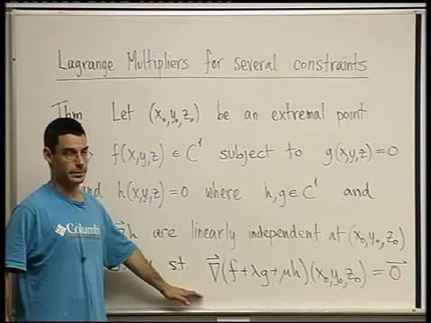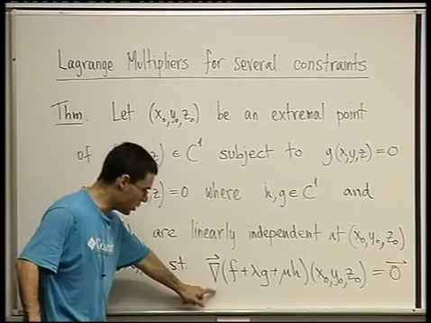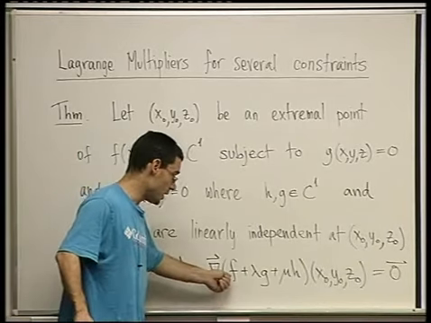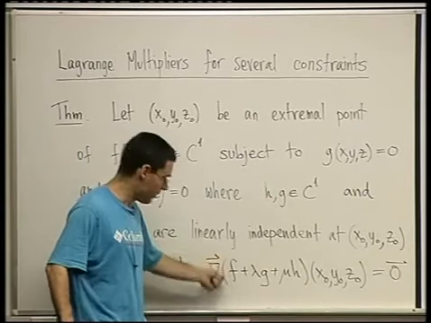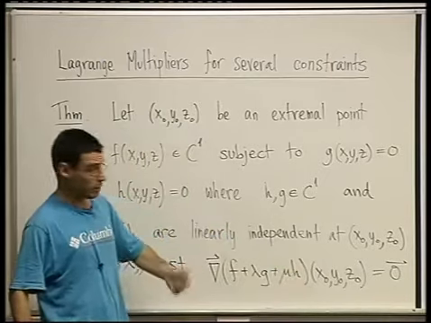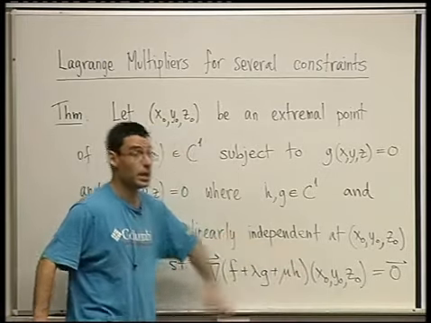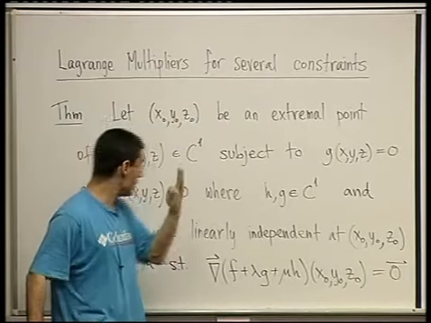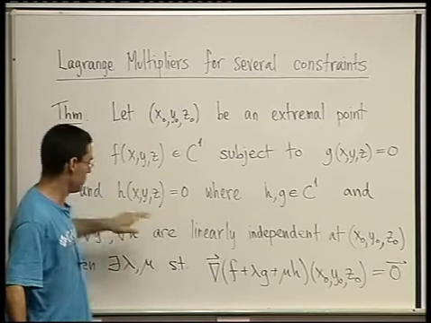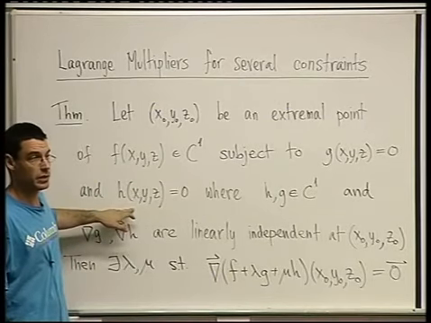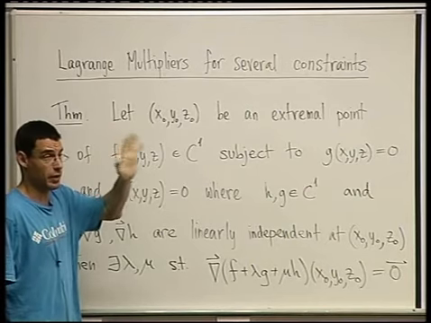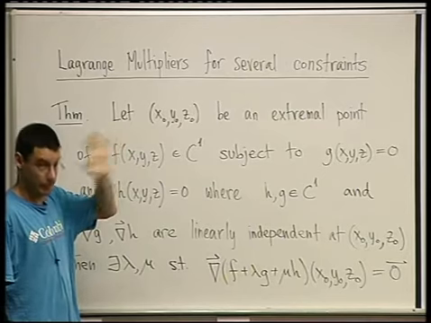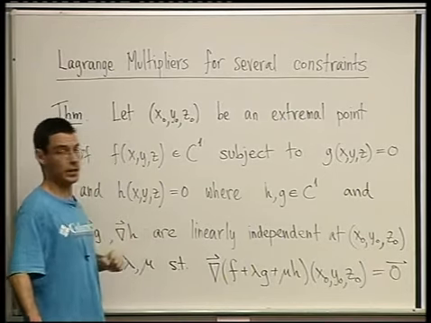Five is correct. There are going to be 3 equations originating from the gradient vanishing. The derivative with respect to x of f plus lambda g plus mu h equals 0. The derivative with respect to y equals 0. And the derivative with respect to z equals 0. Those are 3 equations. And 2 more are g equals 0 and h equals 0, satisfying the constraints. Total of 5 equations. How many variables? 5. Lambda and mu, and x, y, and z.